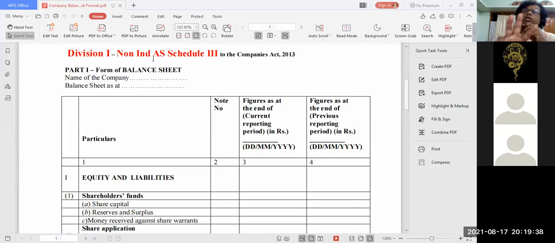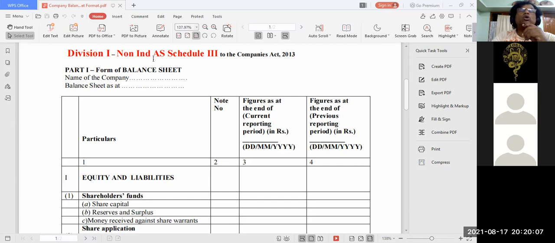Companies are divided into 3 groups. How many groups, dear students? Companies are divided in India into Division 1, Division 2, Division 3. Now, Division 2 and Division 3, you do not have any headache, not even in BCom. Just have the idea. But the company which is Division 1, that balance sheet I am going to explain to you.